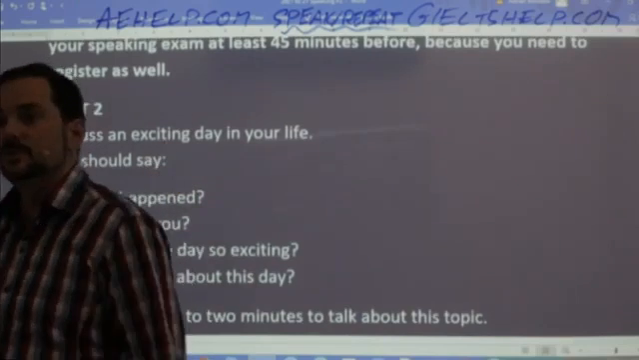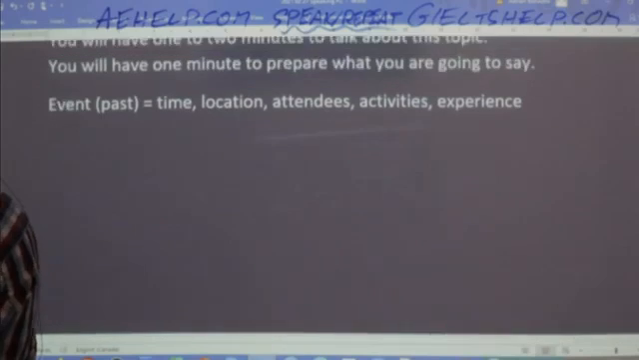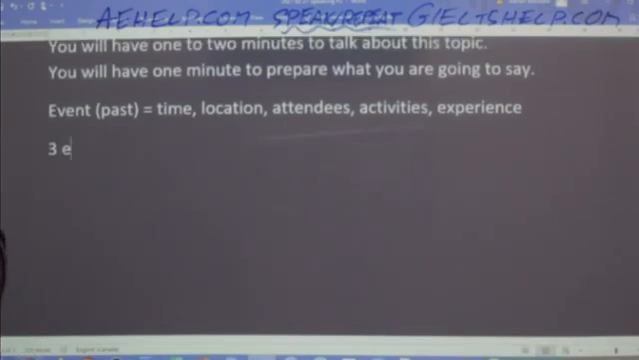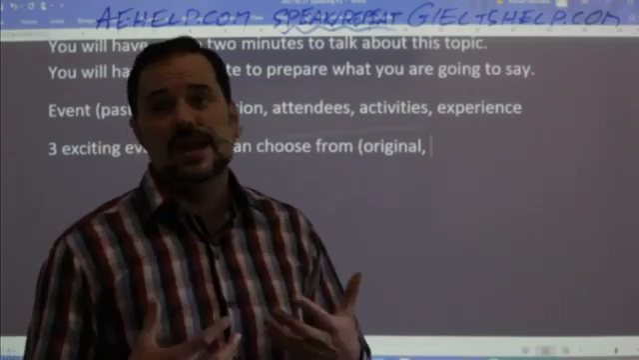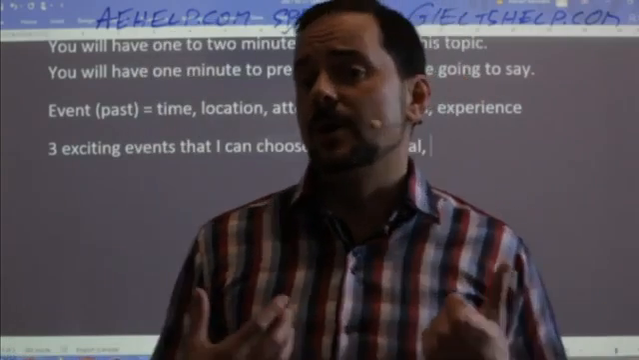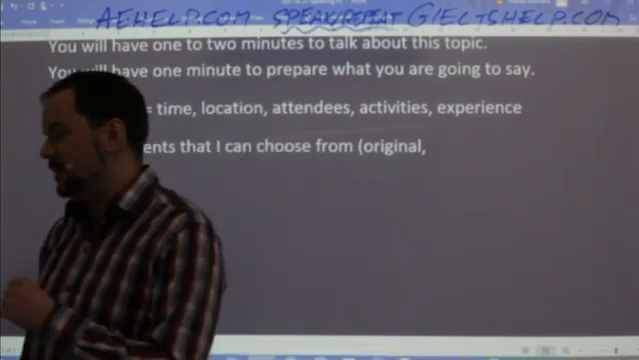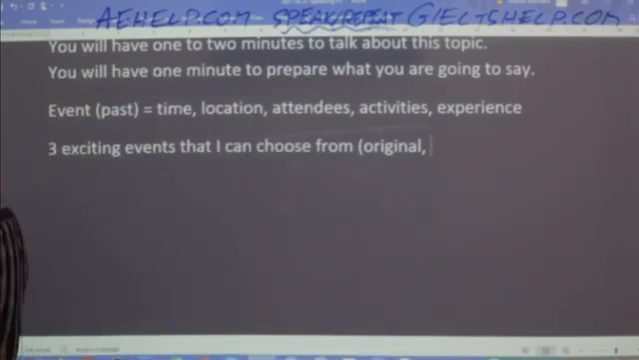Focus on the past. So now I think of 2 to 3 events that, again, focus here is exciting. So 3 exciting events that I can choose from. Okay, be original. It doesn't have to be anything strange, but it has to be something original. Your choice here is very important. So it has to be original. It has to be something easy to talk about.